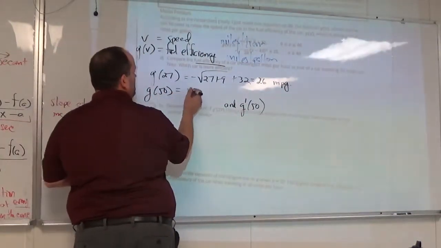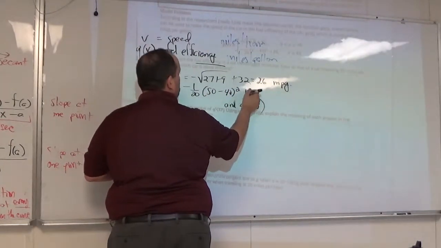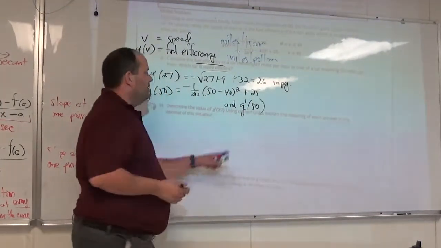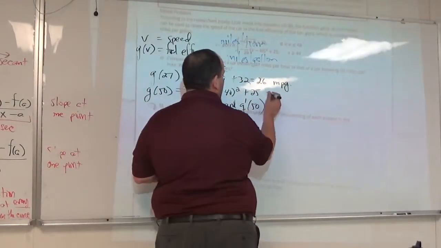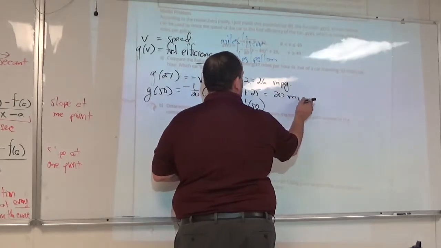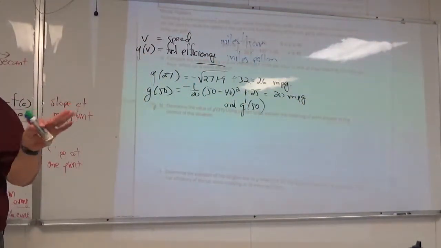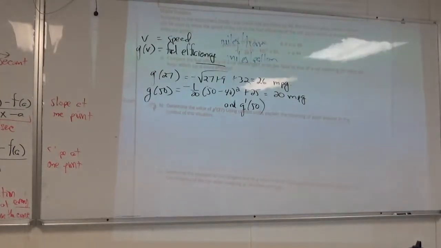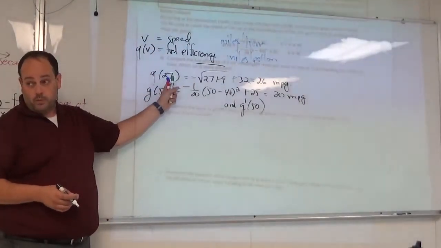G of 50 is negative 1 over 20 times 50 minus 40 squared plus 25. 50 minus 40 is 10. 10 squared is 100. Negative a 20th of 100 is negative 5. This should be 20 miles per gallon. No calculus was done there. That was just read the problem and go.